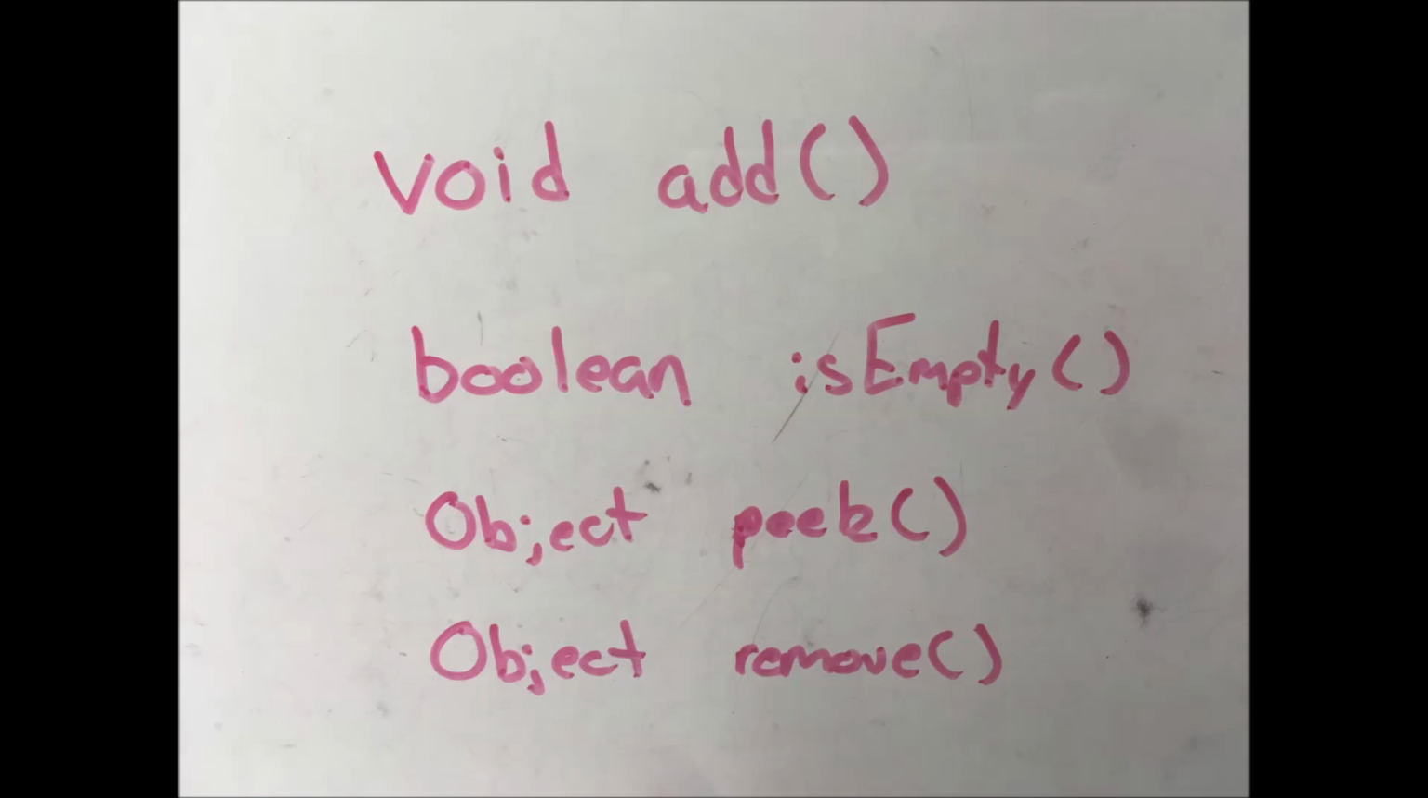The AP subset requires students to know the following methods of the java.util.Queue interface. Void add adds items at the end of the queue. Boolean isEmpty returns true if the queue has no elements. Object peek returns the top element without removing it. Object remove returns and removes the first element.